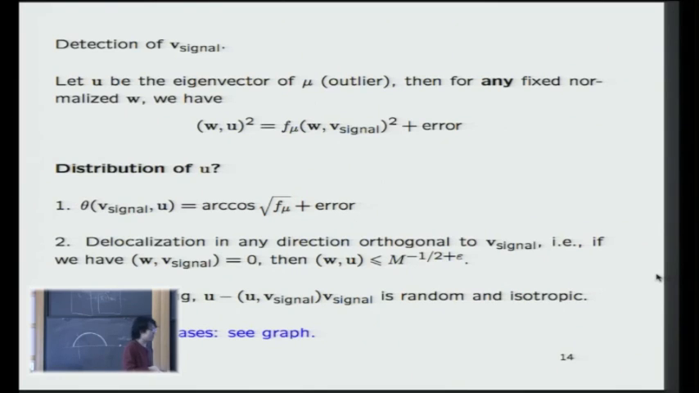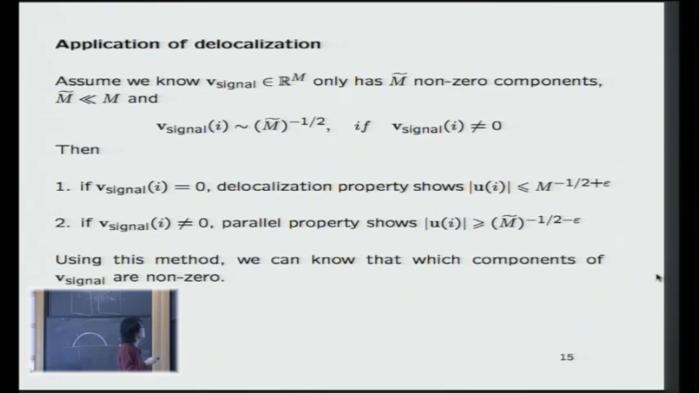And it turns out to be very useful in the following case. If the V signal itself has m tilde non-zero components, where m tilde is much less than m, just say m tilde stocks are related to each other, not all of them. So this V only has m tilde non-zero components, and for each component, the size is this size. So with the previous result, you will find out if the signal I is zero, with the delocalization property, then this eigenvector I is also small. If the signal I is small, then UI will also be small.